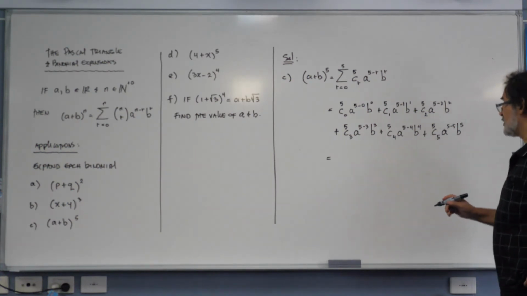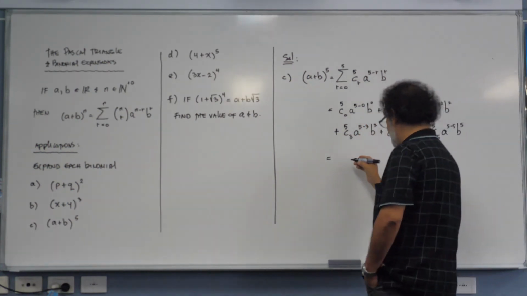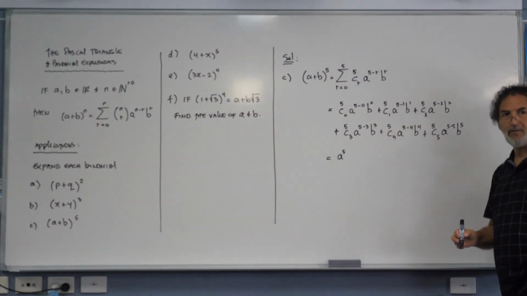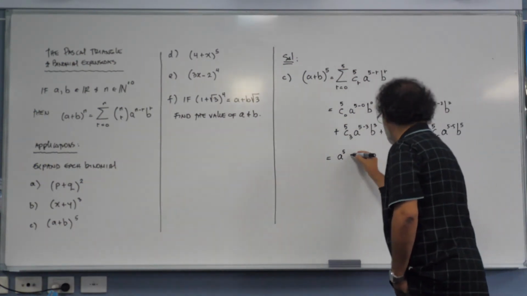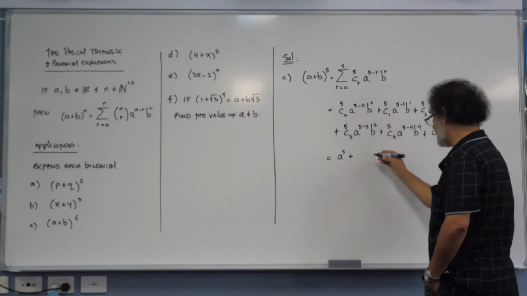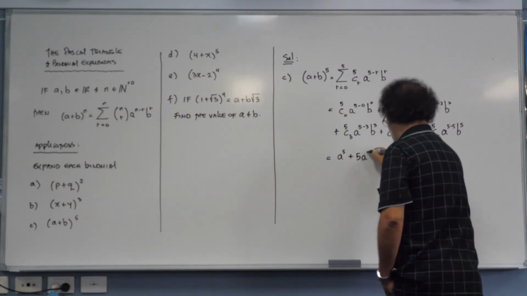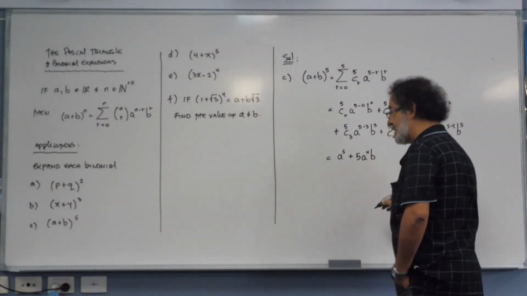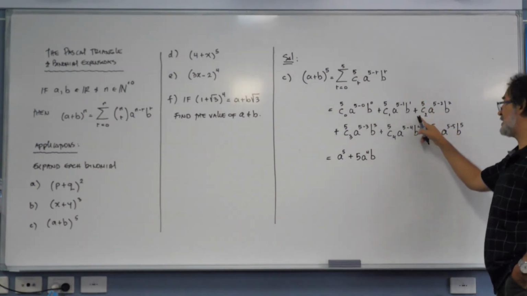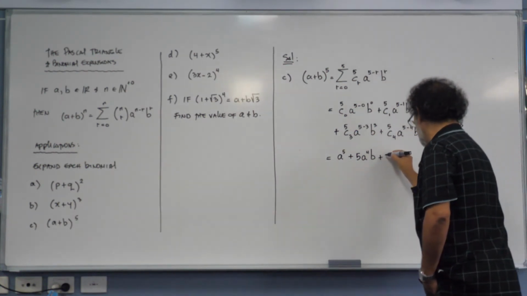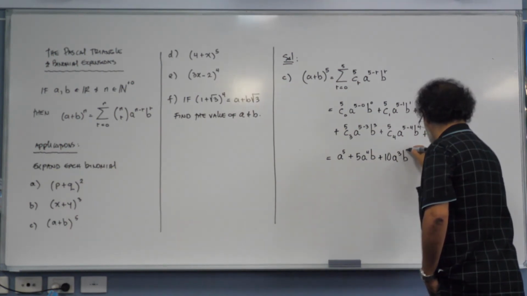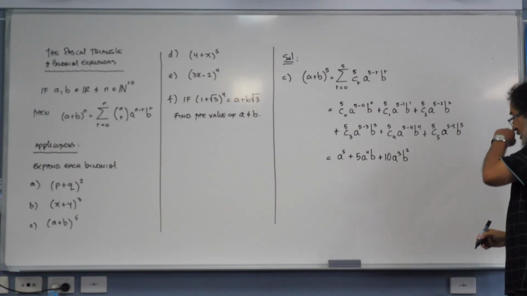Again, then we're going to simplify. So we know that the first one is going to be just a to the power of 5. And the next one, 5C1, will give you 5. So we're going to have 5a to the power of 4 b. Okay, the next one, 5C2. What is the answer 5C2? 10. So let's say 10a to the power of 3, but b goes up, so it's squared.